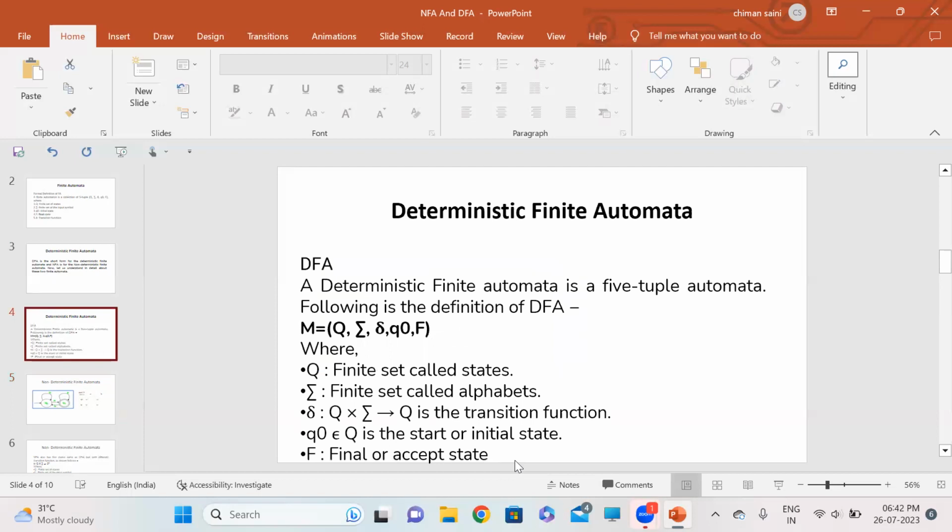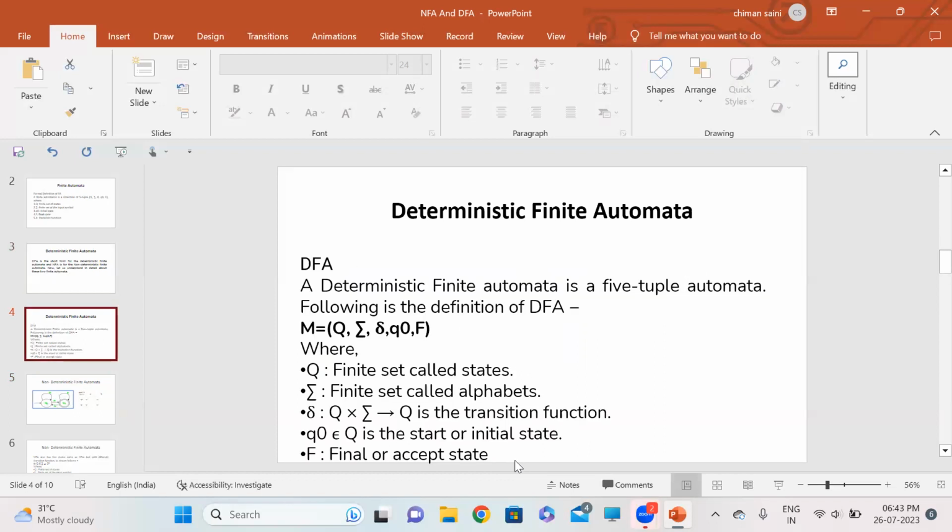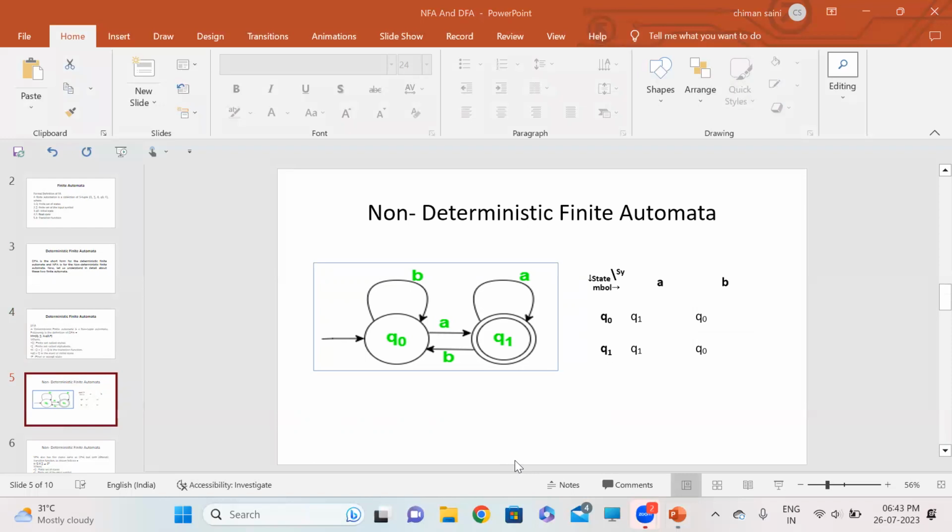Then phi is the transition function, meaning Q multiplied by sigma gives Q. That is the mathematical function. After applying this, we move from one state to another state. Then Q0 is the initial state. Just like in this example, Q0 is our initial state that is represented by an arrow.